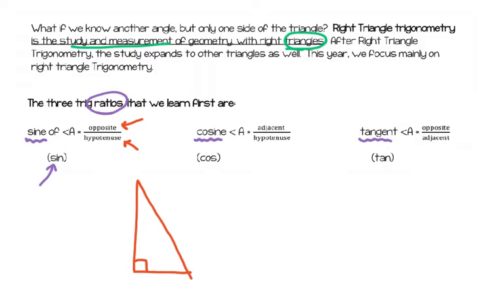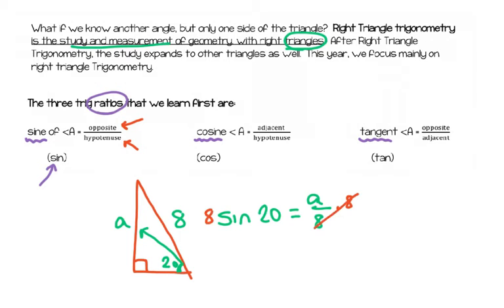So let's say that the hypotenuse is 8 and that this is 20 degrees. The side opposite this angle is that side right there. So this is my side opposite, so I'll just put A right there. If I say the sine of angle A, so the sine of 20 degrees, is equal to opposite side over hypotenuse, I can actually solve that equation. I can solve it by multiplying by 8 and multiplying by 8.